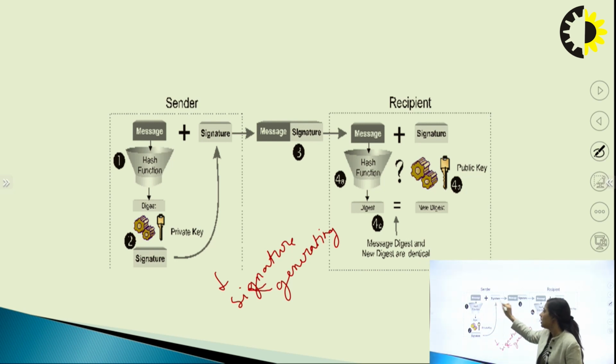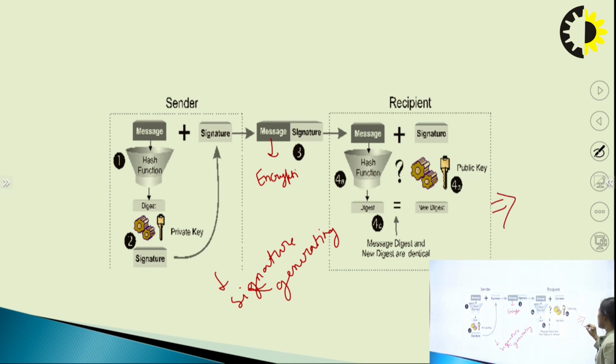So what are you sending? The message, which you can encrypt or decrypt by using the encryption technique. Along with that, what are you sending? The signature, and it will be received by the receiver. So what will the receiver do? The receiver will verify the particular signature.